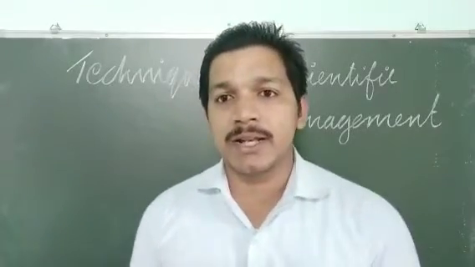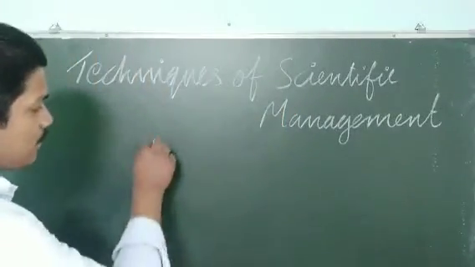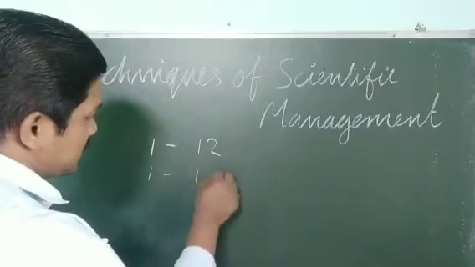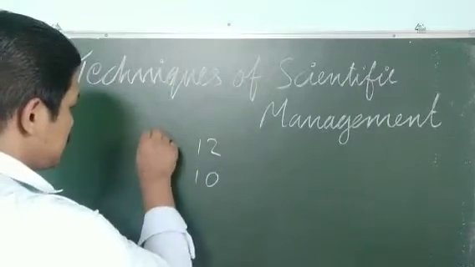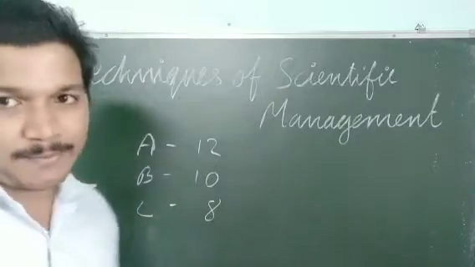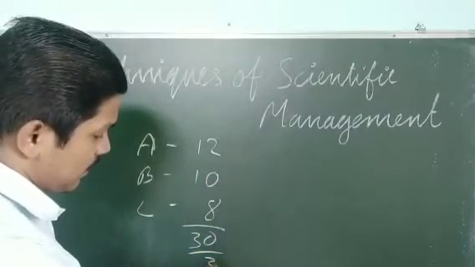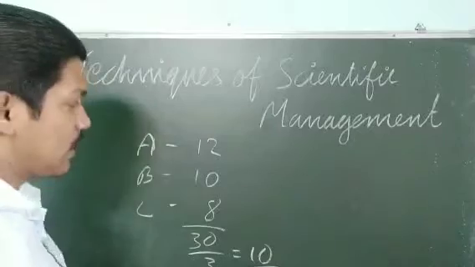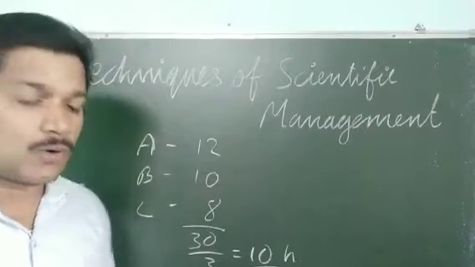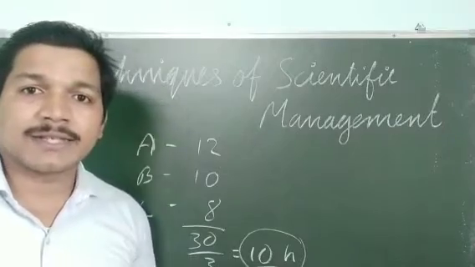Imagine that we have to do a particular kind of task, and one employee, A, is taking 12 minutes, another employee, B, is taking 10 minutes, and another employee, C, is taking 8 minutes. So we can take the average: a total of 30 divided by 3, which is 10. So if completing one task takes 10 minutes, for that job we set this 10 as the standard time.